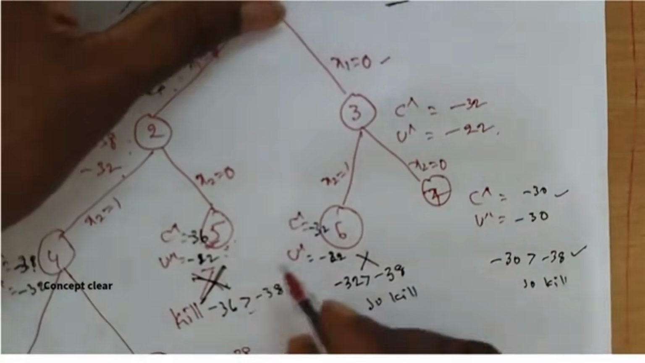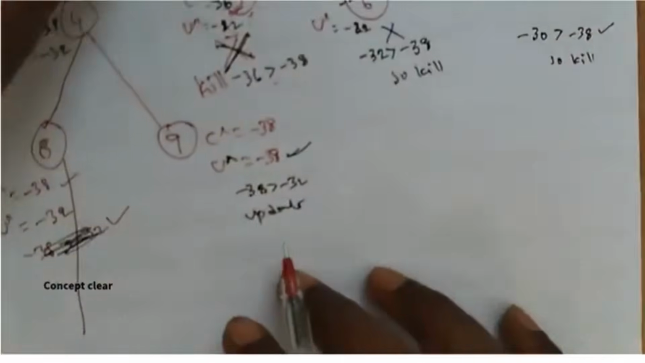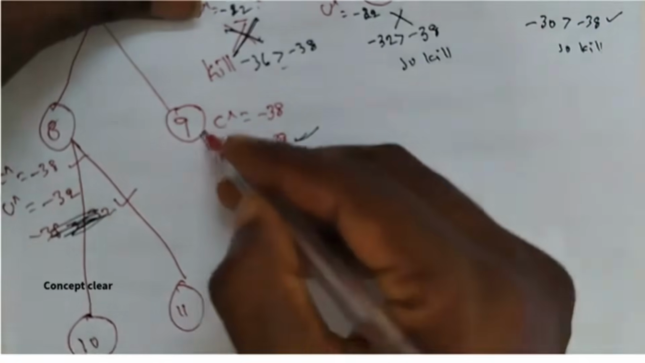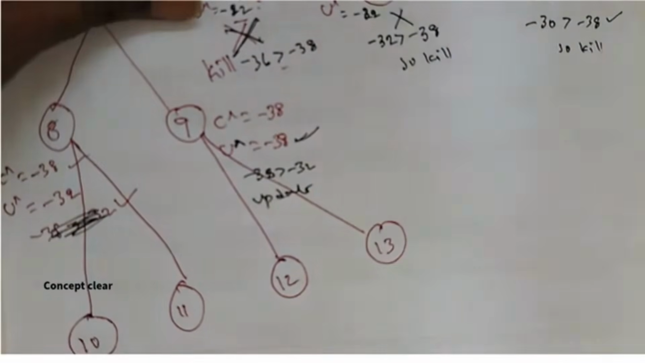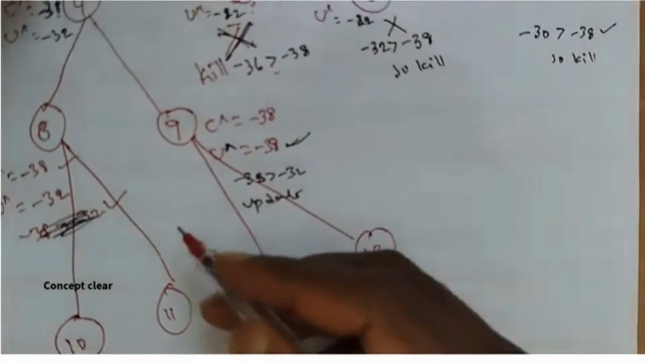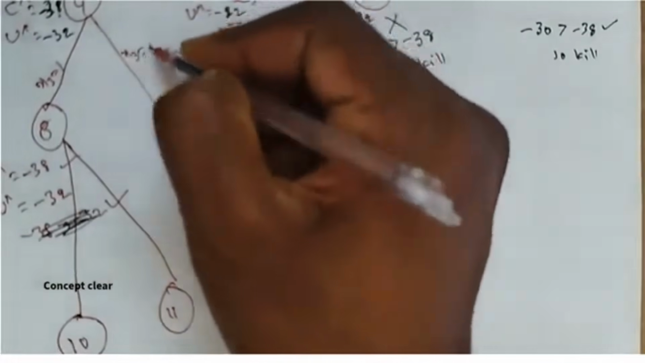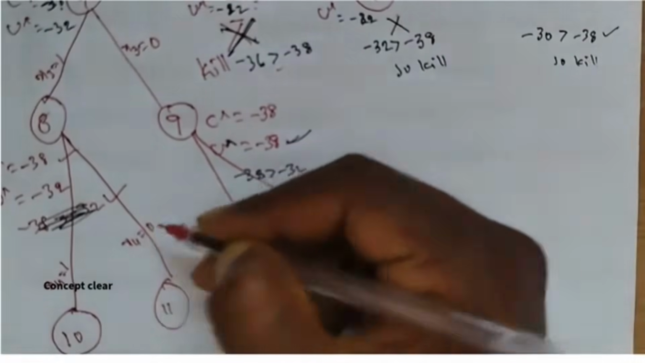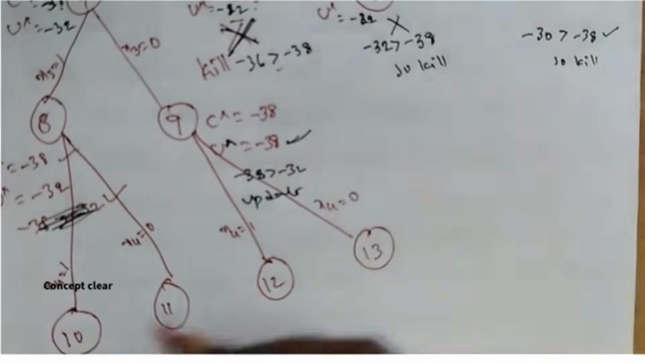Next one. What about the ninth? For 8th we are expanding. If we are expanding the 8th node, we are getting what values here? 9, 10 and 11. We are expanding these two also. We will get 12 and 13. Here it is x3 equals 1. Here x3 equals 0. And what about here? x4 equals 1, x4 equals 0. Here x4 equals 1, x4 equals 0. Same.